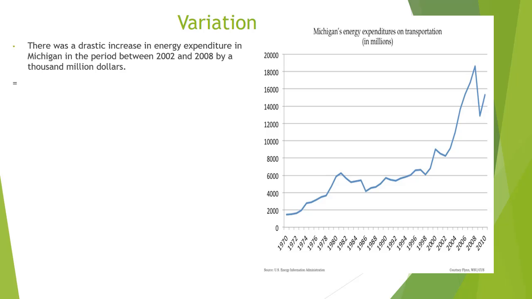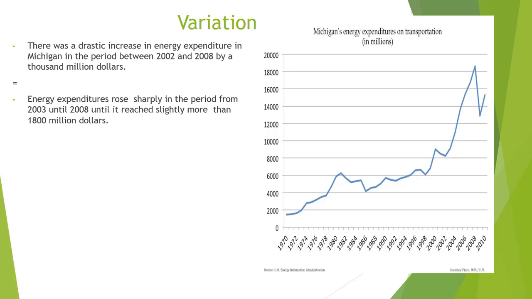This sentence has exactly the same meaning as energy expenditure rose sharply. See here, instead of saying there was a drastic increase, you say rose sharply, which means increased drastically in the period from 2003 until 2008, until it reached slightly more than $1,800 million. Okay, got it? These are two different ways to express the same meaning to show this trend from 2002 to 2008.